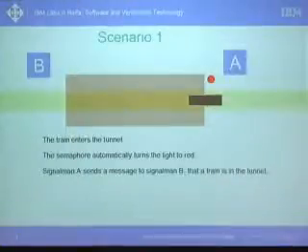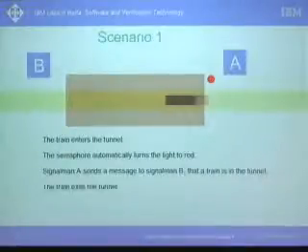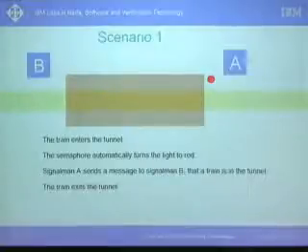And then the signalman sends a note to the other signalman saying that there is a train in the tunnel. And then the train exits the tunnel. And you get a signal back, and the signalman physically turns the semaphore to green. This is how it's supposed to work.